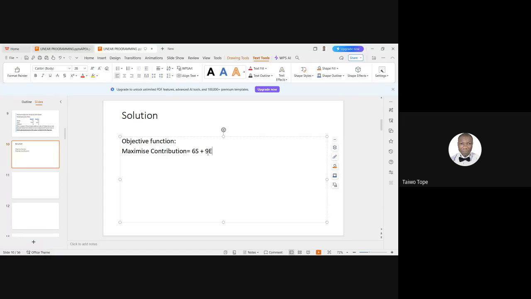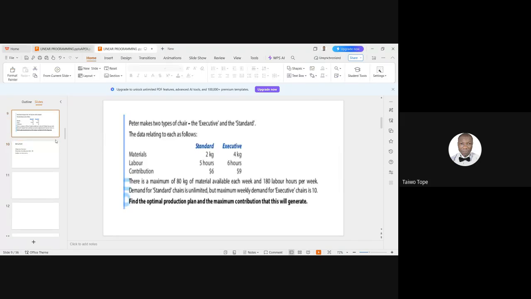This contribution is subject to constraints. The question is, what are those constraints? The constraints are material, labor, and demand. Now, the maximum quantity of material is stated per week. The maximum labor hours are also stated.